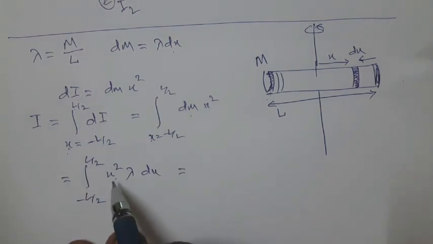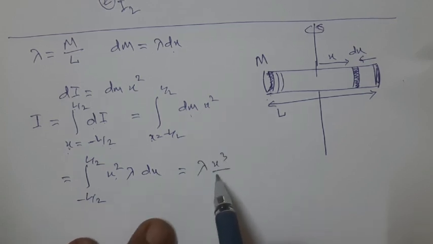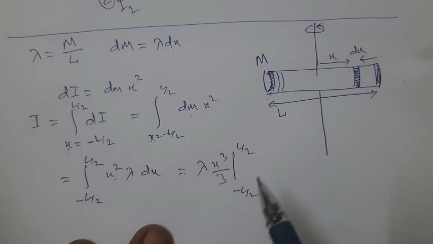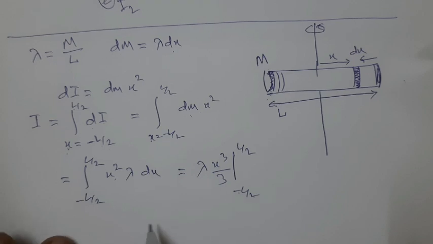Now what is the integration of lambda x square dx? Lambda is constant and therefore integration is lambda x raised to 3 upon 3 from minus L by 2 to L by 2. We are aware about such type of definite integral. Therefore we will have to substitute for x to be L by 2, then minus L by 2, and I will have to take the difference.